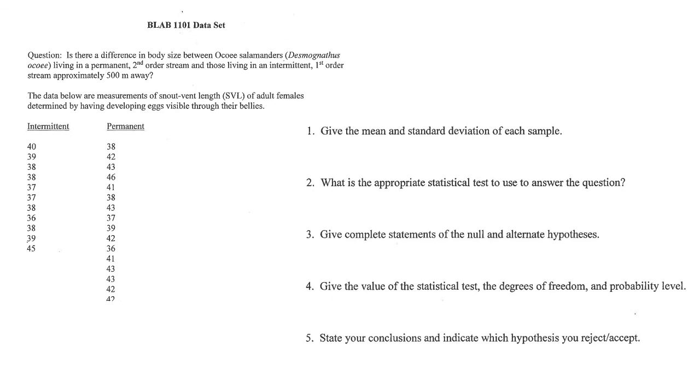Statements of the null and alternative hypothesis. You've got examples of both of those within this PowerPoint. And the value of the statistical test, the t-value, degrees of freedom, and of course the probability level is going to be less than 5% or 0.05. And state your conclusion, indicate which hypothesis you rejected or accepted. All right, so that basically can be found on Canvas as an assignment, and again, this last page is also a PDF that's on Canvas as well.